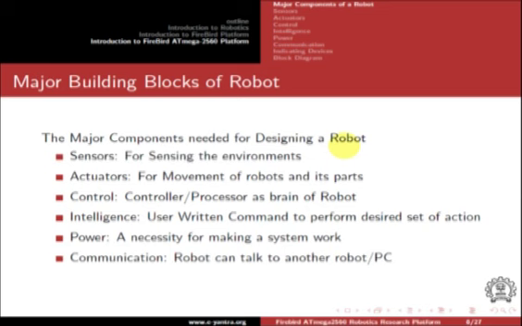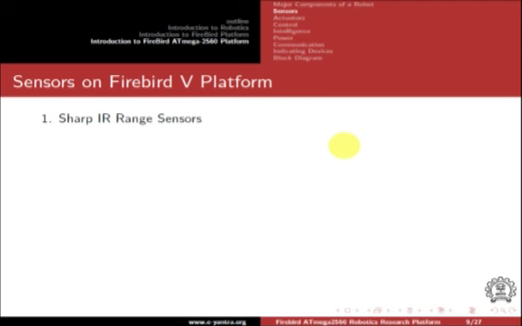As we have discussed earlier about basic building blocks of any robotic system, we will now consider Firebird V platform and see each building block in detail as present on this platform. So let us look at the sensors present on Firebird V platform.